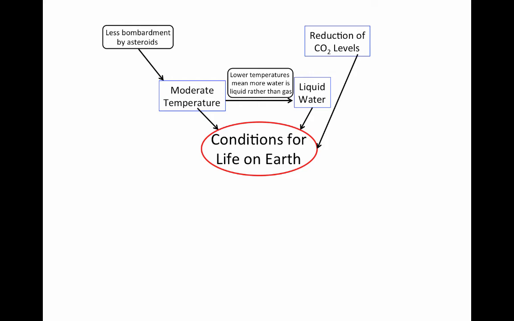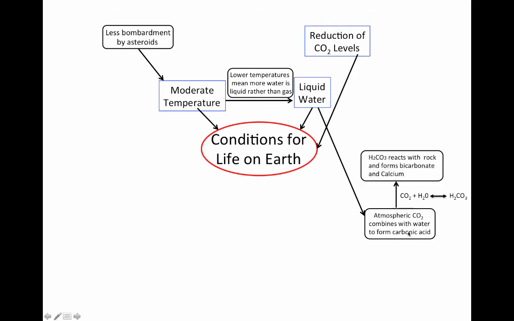So the first thing that was really important in what we said was the presence of liquid water. The presence of liquid water drives all of this. And so what does the liquid water do? Because there's water present, that allows the atmospheric carbon dioxide to combine with the liquid water to form carbonic acid. This carbonic acid falls down to the earth in the form of acid rain.